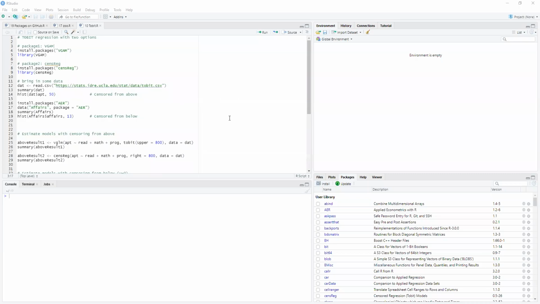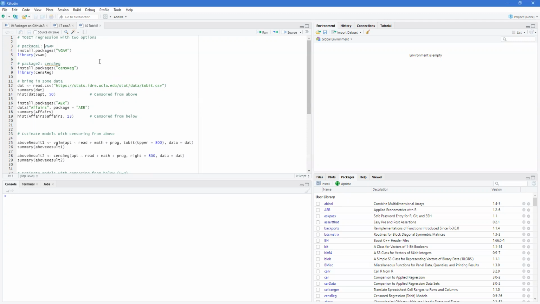Welcome back to R for Economics. In this one, we're going to look at the Tobit regression. We're going to be using two different packages, VGAM and SenseReg. Both do very similar things, and the estimation is very similar as well, but there are different options.